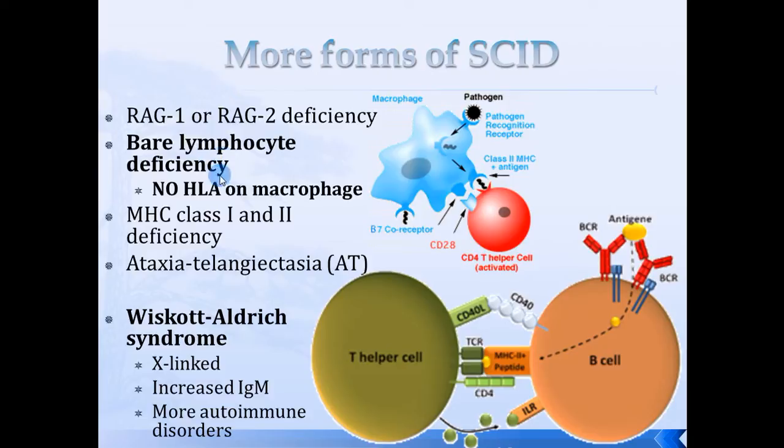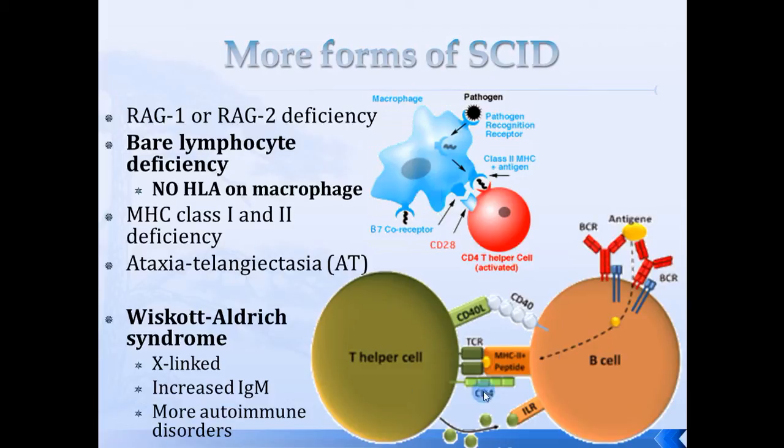Bare lymphocyte means there are no MHCs on the surface. Most children that have this actually die before the age of 5, because if there are no MHCs, there's absolutely no intercellular cooperation. The cells can't talk to each other. They don't even recognize their neighbors. They don't even know what's going on. They're just wandering around deaf, blind, and without feeling, basically. They're just there, but doing nothing.